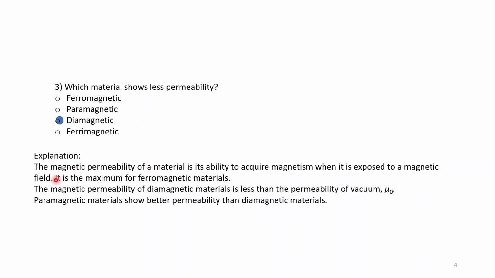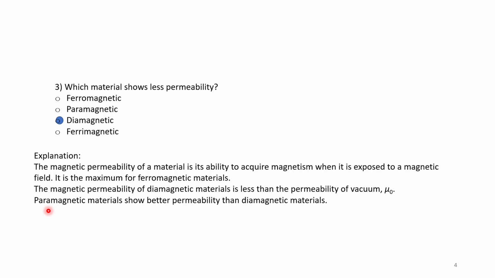So the magnetic permeability of a material is the ability to acquire magnetism when it is exposed to a magnetic field, and it is the maximum for ferromagnetic materials, and the magnetic permeability of diamagnetic materials is less than the permeability of vacuum, which is mu naught. The paramagnetic materials show better permeability than diamagnetic materials.